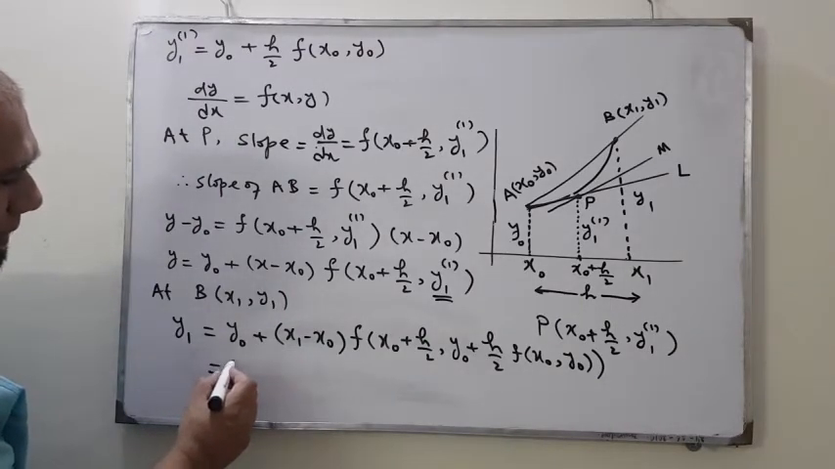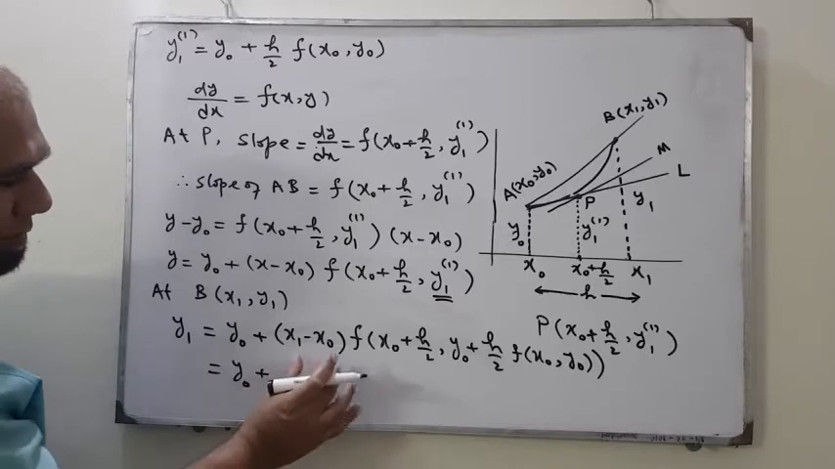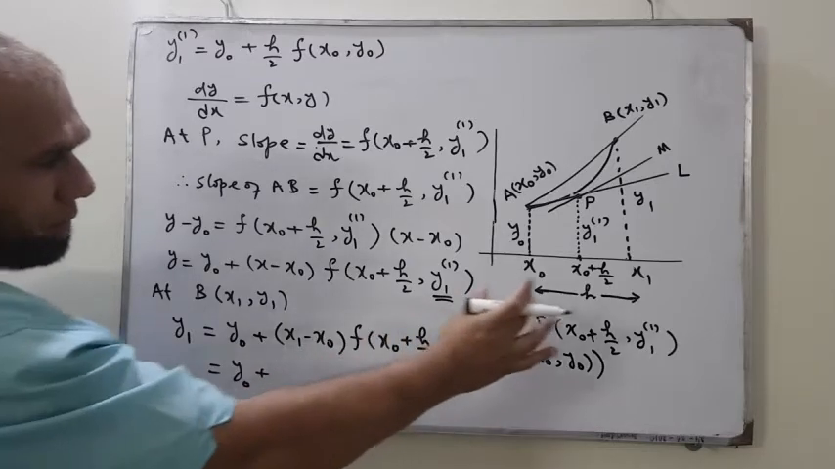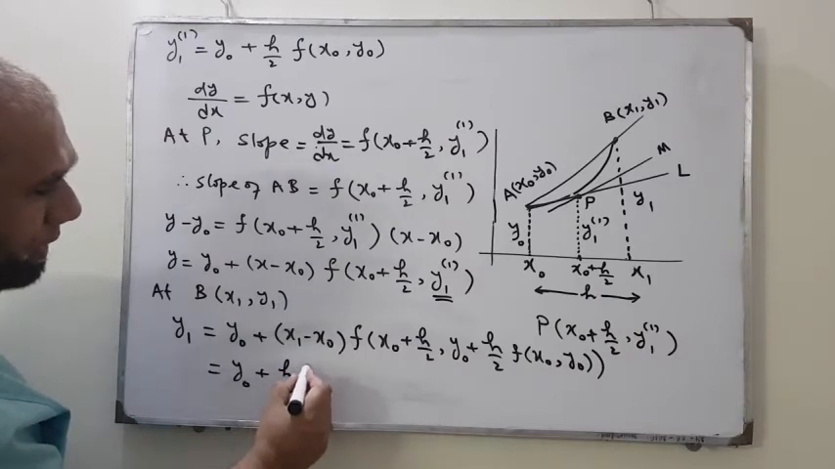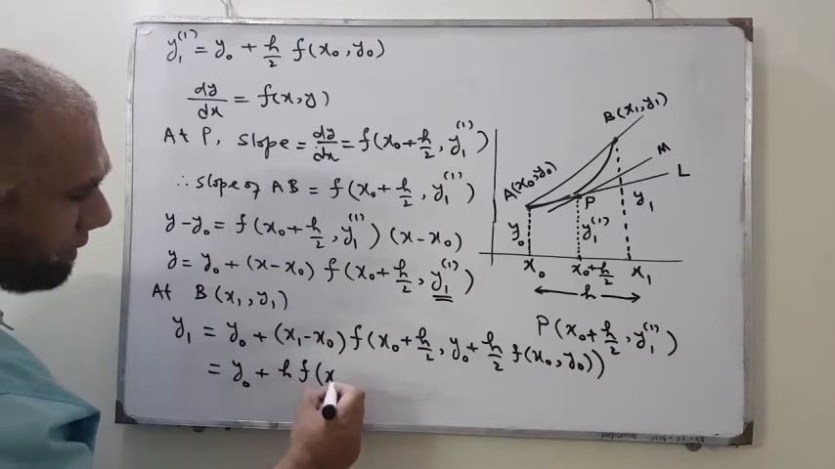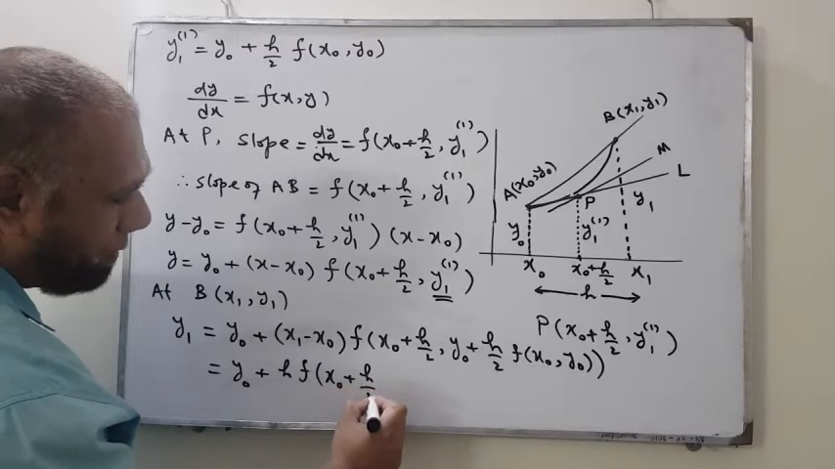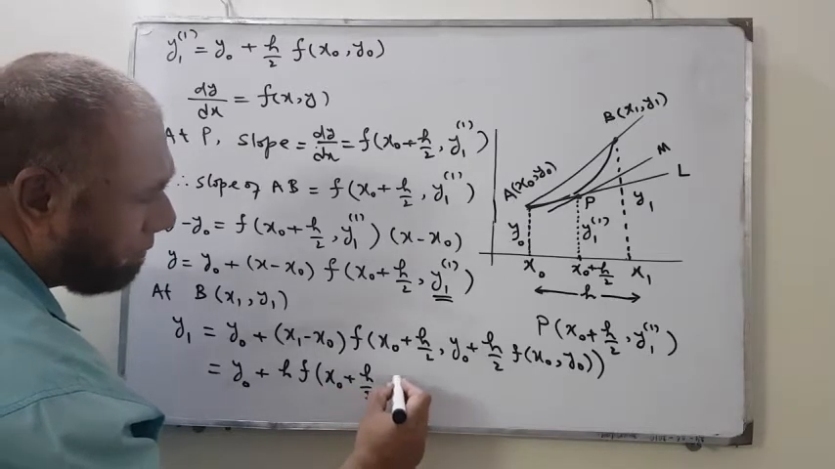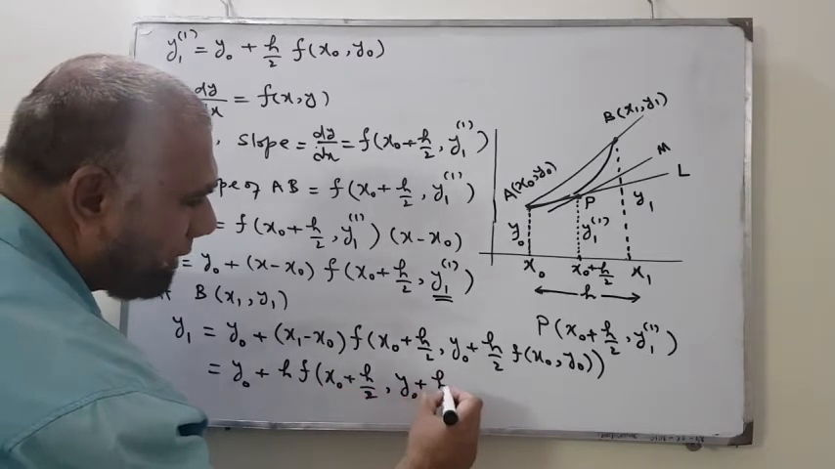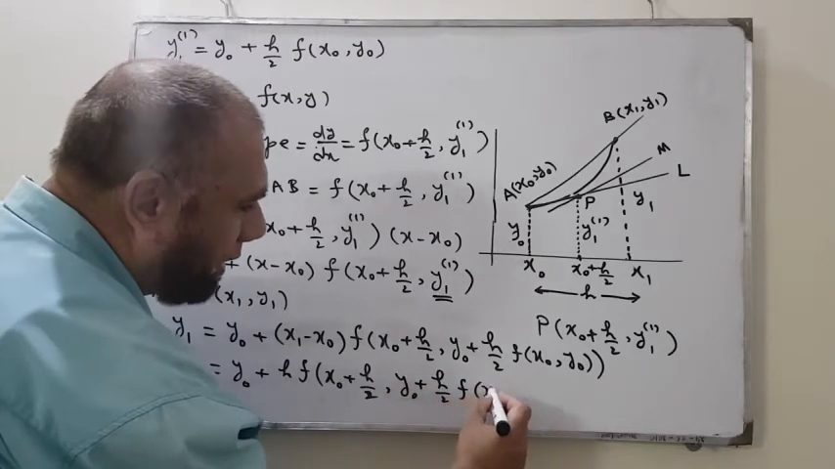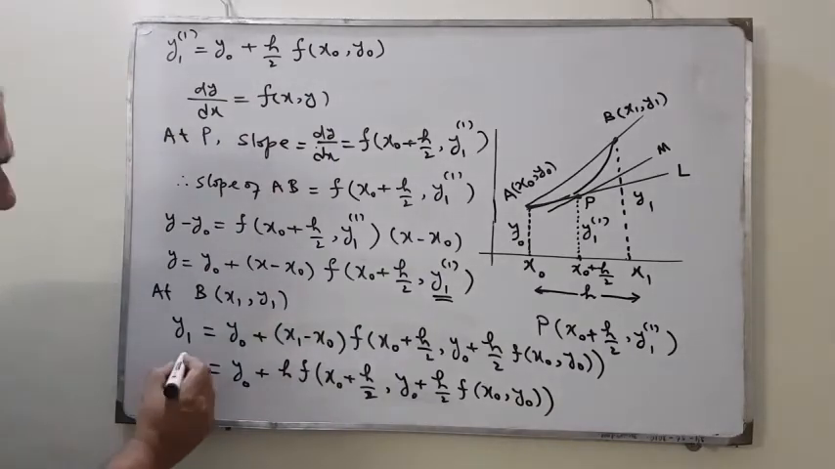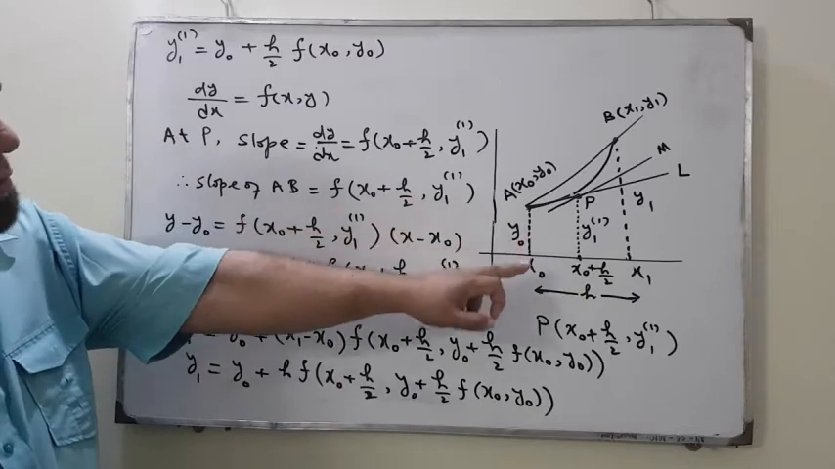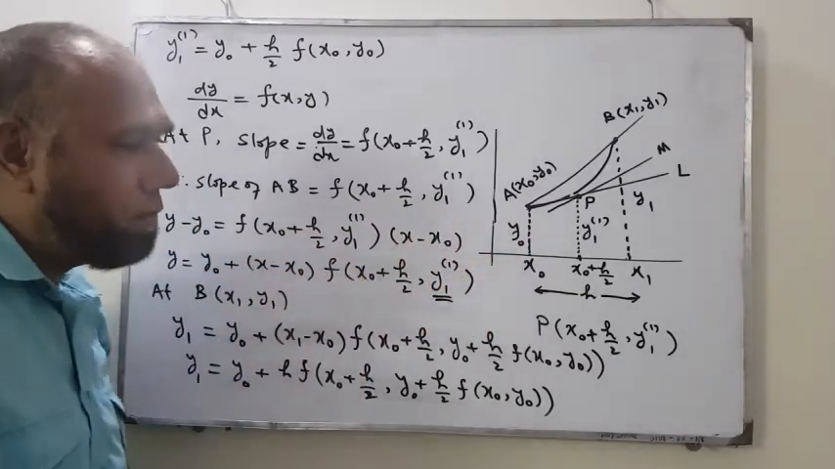And ultimately, the equation takes the form y0 plus, this is the length of the interval, and we have shown it by the letter h. So I can replace it by h. Inside this gives you f of x0 plus h by 2, y0 plus h by 2 f of x0 and y0. So you can see here, this is going to be your first approximation for the solution curve within the first interval of x0 and x1.